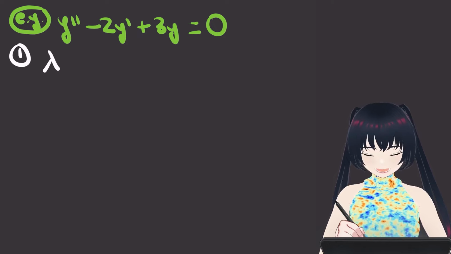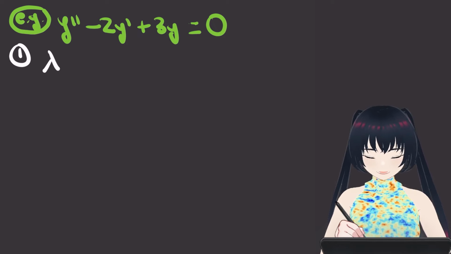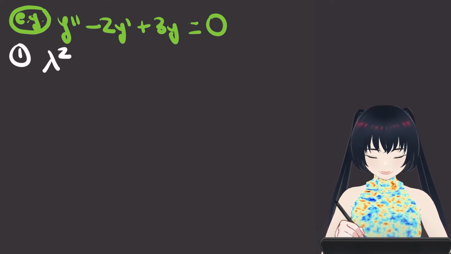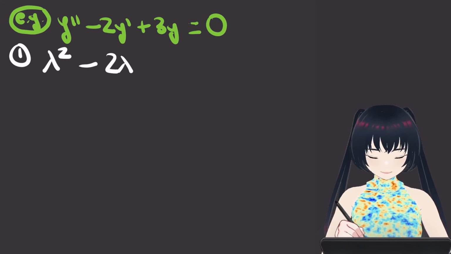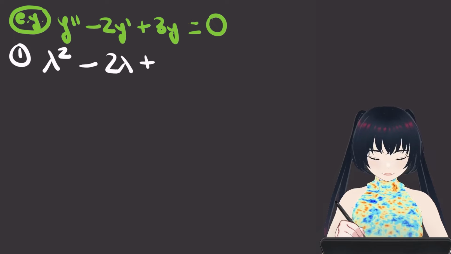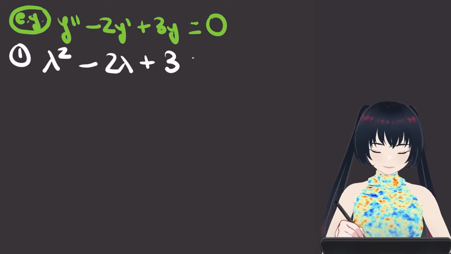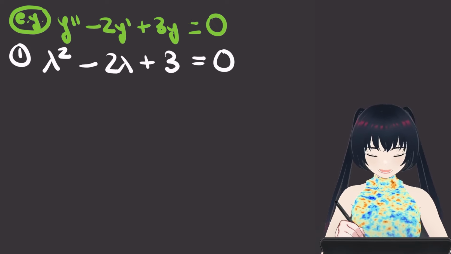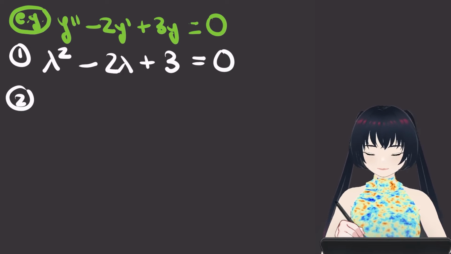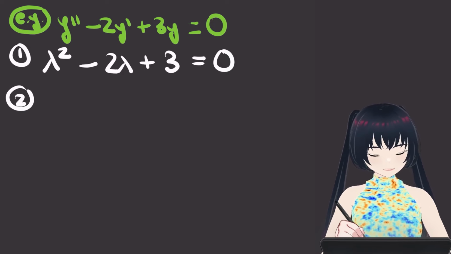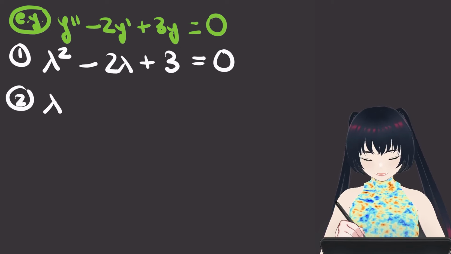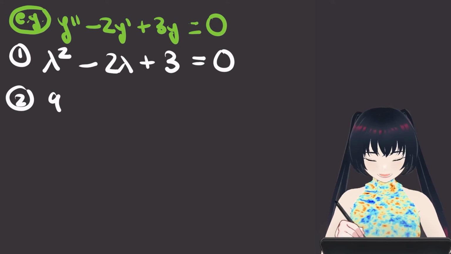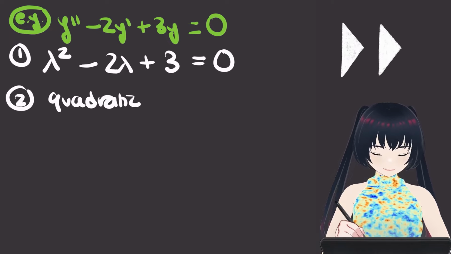We recognize that there is a double derivative on y, so we do lambda squared minus, there's one derivative on y here, so 2 lambda, plus there's no derivatives here, so we get 3 is equal to 0. This is our characteristic polynomial. Step 2, solve for lambda. It seems like this is an imaginary solution, but fortunately, we have the handy-dandy quadratic formula.